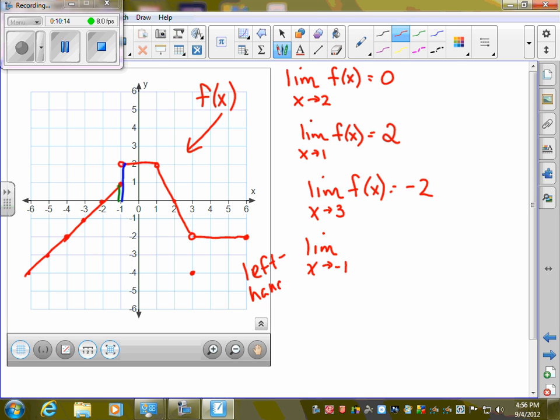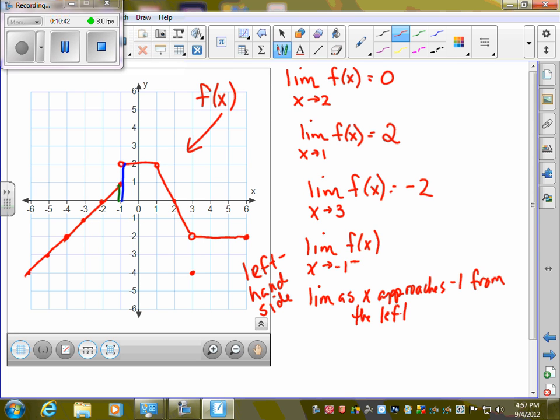To show that I want to look at the left-hand side, I'll put the limit as x approaches -1, and we put a little negative here, and that's read as the limit as x approaches -1 from the left for f of x. So on the left of -1, those were the values that we said we were going to be writing here, and they're going up towards 1.